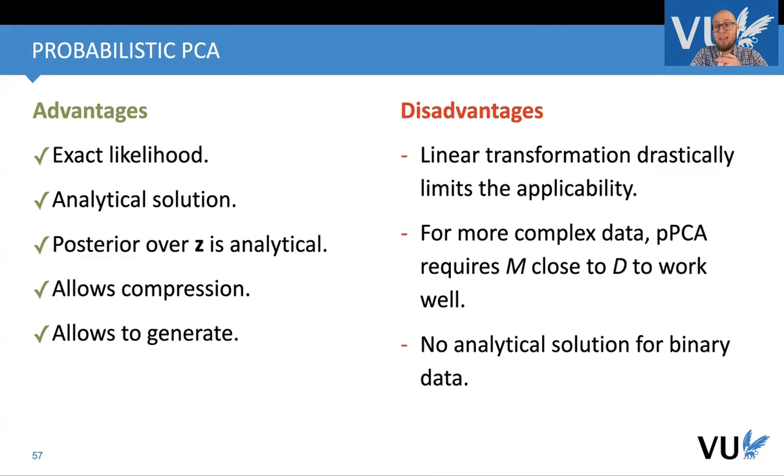However, of course, we have a linear transformation, so it drastically limits the applicability of this model. We cannot use it on any data. It will work only for very simplistic data. Moreover, for more complex data, it will require a lot of components. M will be close to D to work well. And unfortunately, this doesn't work for binary data. It works only for continuous data. All right. How can we improve on that?